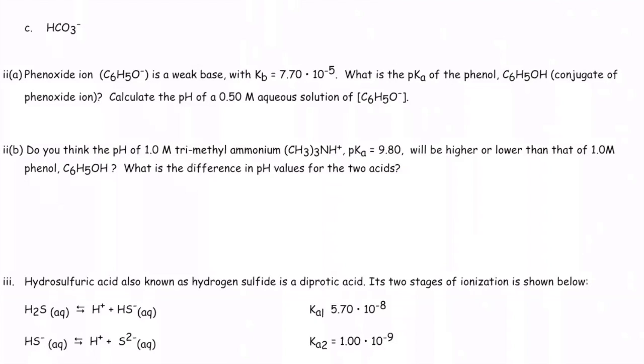So that means that it can also accept the hydrogen it just lost. And if it accepts the hydrogen it just lost, then it's a weak base. And I tell you what the K equilibrium for that reaction is. It's called a Kb because it's a base reaction. It's 7.7 times 10 to the minus 5. What is the Ka of the phenol, the conjugate of phenoxide?